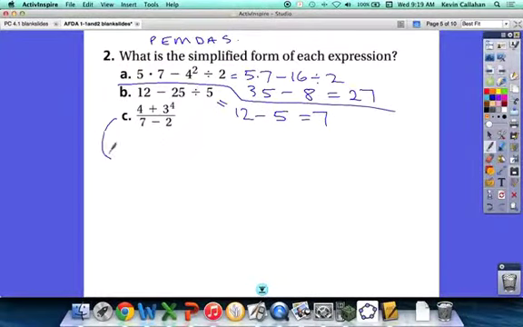Okay, here's a fraction. Next lesson, next day, we're probably going to do a whole day of just simplifying, adding, subtracting, multiplying, and dividing fractions. But it's kind of hard for me to avoid them before we get to that. So this is in here.